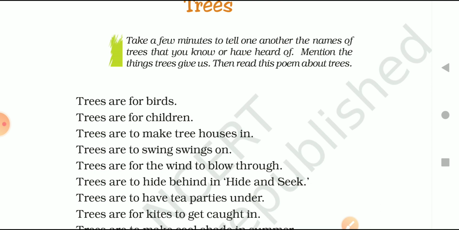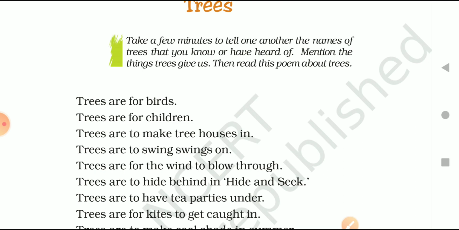So let's now take the whole poem, and now I will be explaining the whole poem to you. So here in the first two lines, the poetess is basically telling us that the trees are used by birds. Okay, they live in the trees, they build their nest on the trees. Trees are used by children as well.